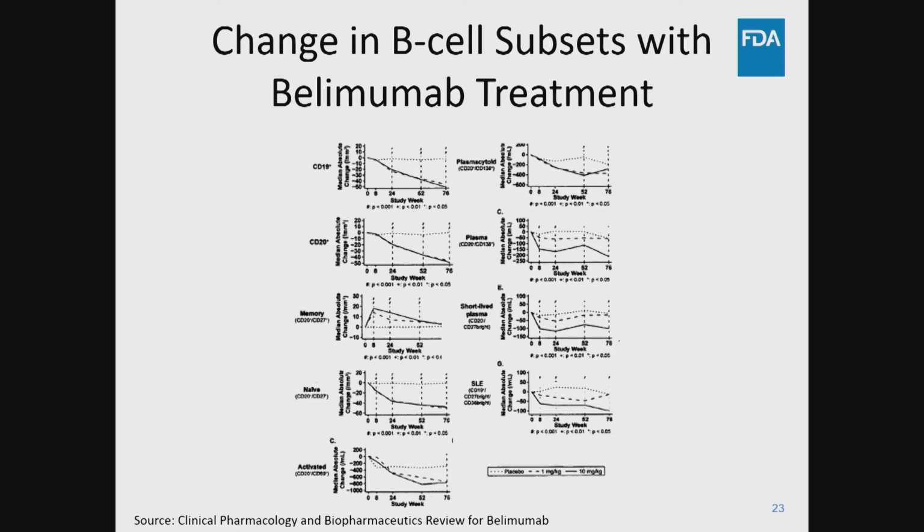Here's an example of the use of biomarkers to determine dose. This is the drug belimumab, which is a B lymphocyte stimulator inhibitor. So it exerts its effect through lowering B cell counts. And in this case, they looked over multiple different B cell subsets, and they looked over a couple of different doses, and they used this data to determine that the higher dose was having a greater effect on the B cell subsets, and they used this information to help inform their dose and ultimately the approval of the drug.